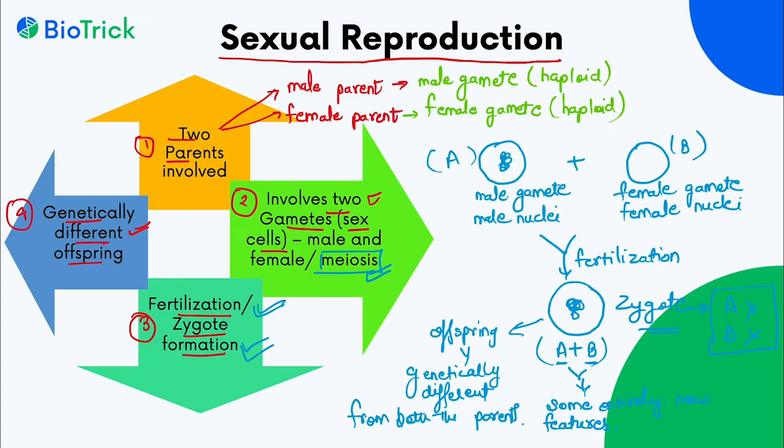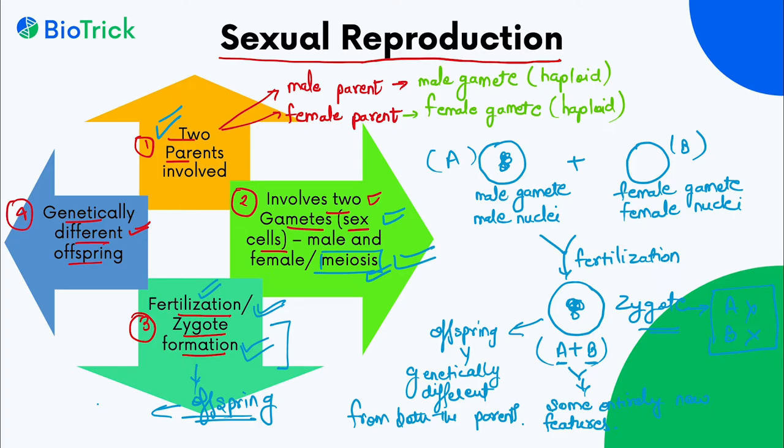So it is the fourth feature of sexual reproduction. First feature is it involves two parents. Second feature is it involves two gametes, that is male and female gametes. Male and female gametes are formed by the process of meiosis. Then the male and female gametes fuse by the process of fertilization to form a zygote. And the zygote is the single cell which develops into an offspring, and the offspring is genetically different from both the parents. So these are the four main features of sexual reproduction.